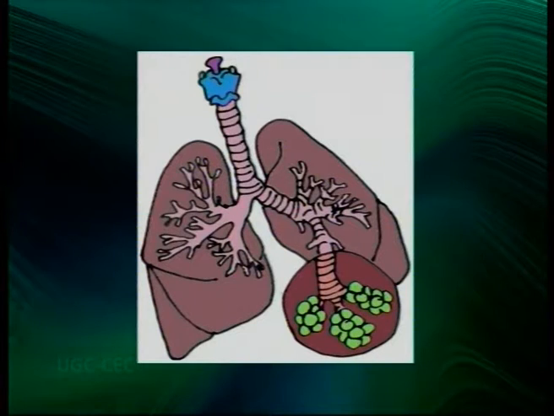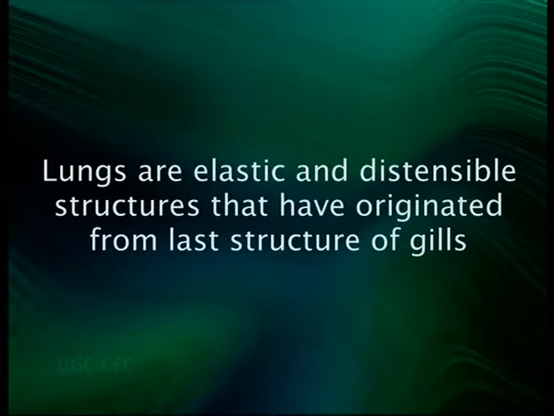Now let us talk about the lungs. The lungs and the ducts associated with them are found only in terrestrial organisms. Lungs are elastic and distensible structures and have actually originated from the last pair of gills and gill pouches. Lungs receive blood from the sixth aortic arch.